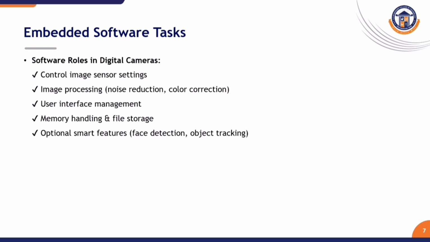The real power comes from the embedded system. Hardware alone is not enough. The software in a digital camera performs the following tasks: it controls image sensor parameters like exposure and focus, executes image processing algorithms for noise reduction, color correction and so on, manages the user interface environment, handles the memory and file systems, and enables smart features. Examples of smart features include face detection, object tracking, and scene recognition. All these are implemented using efficient real-time embedded software.